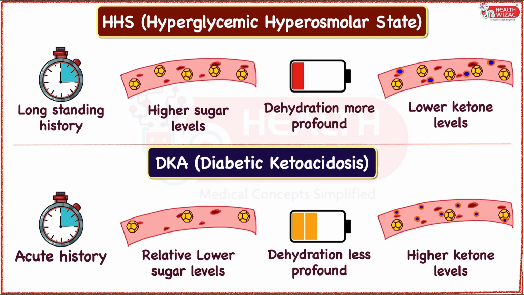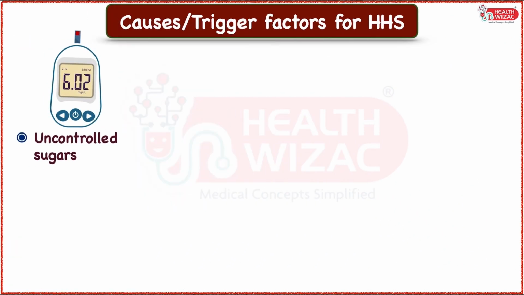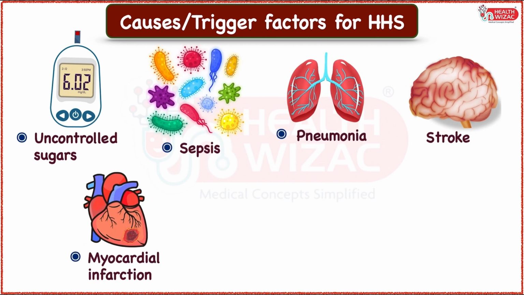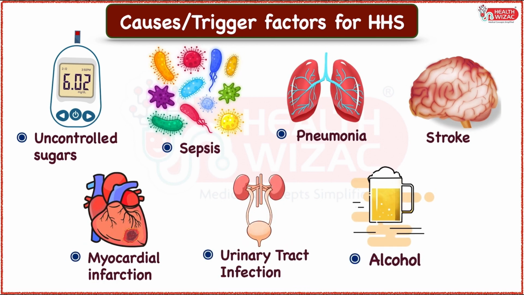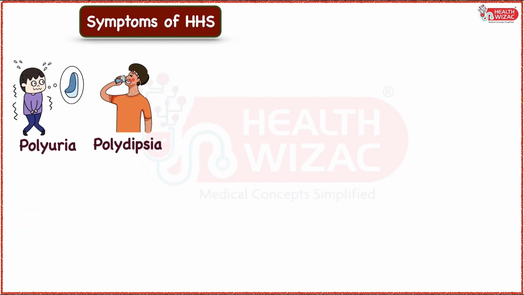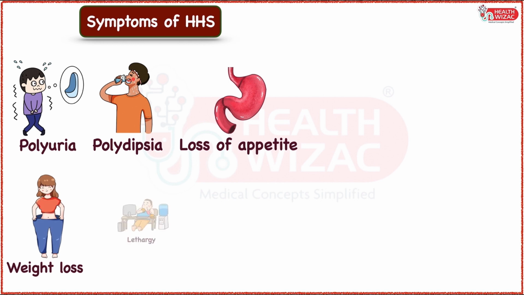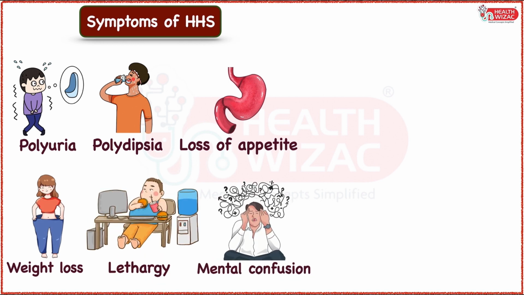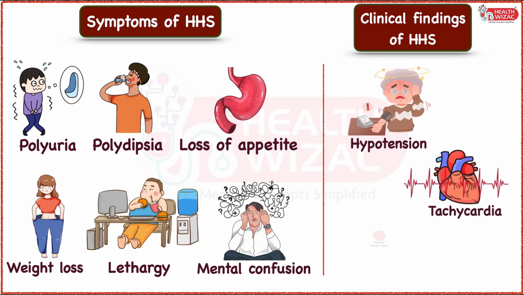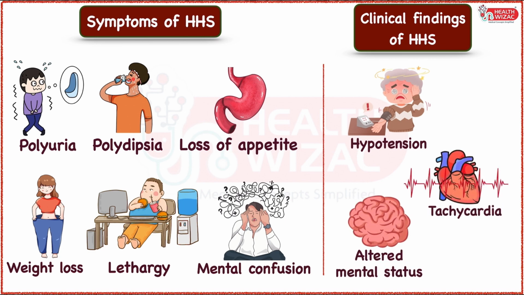In presence of inadequate sugar controls, HHS is usually triggered by other illnesses like sepsis, pneumonia, stroke, myocardial infarction, etc. Symptoms presented in HHS include polyuria, polydipsia, reduced appetite, weight loss, lethargy, mental confusion, giving rise to clinical findings of hypotension, tachycardia, and altered mental status.